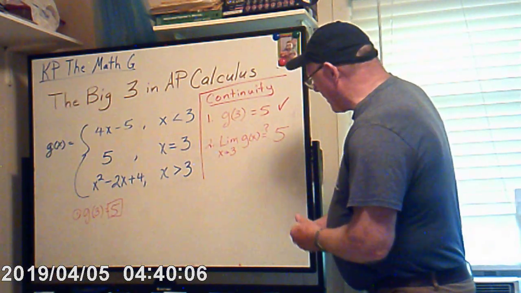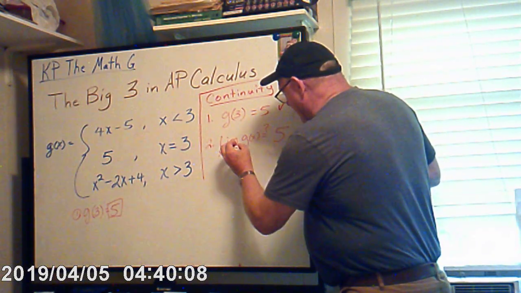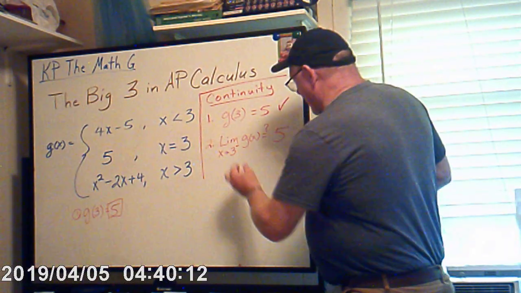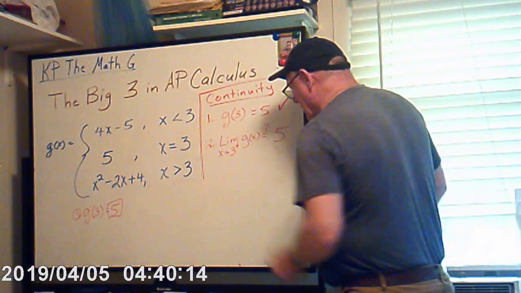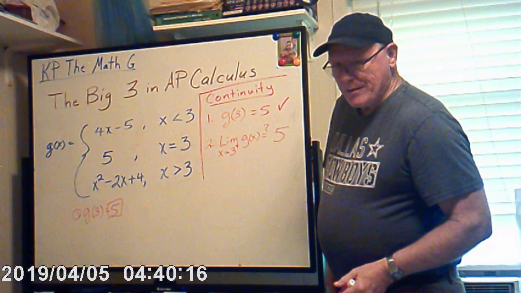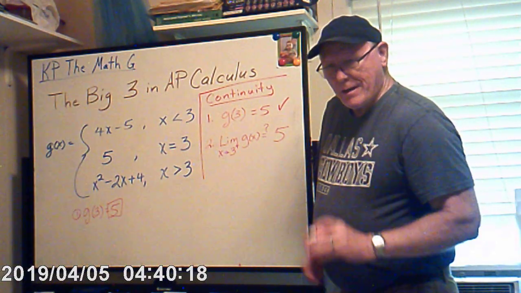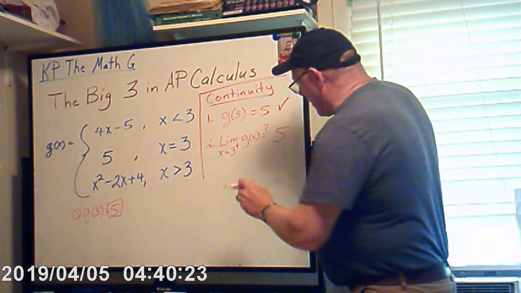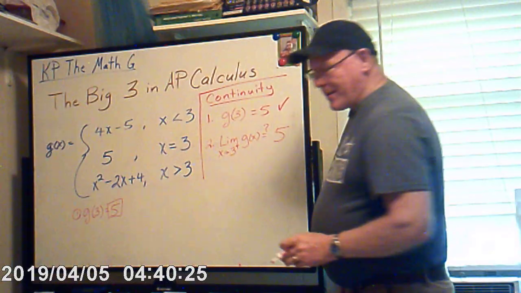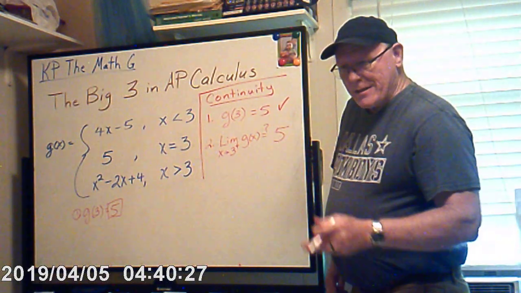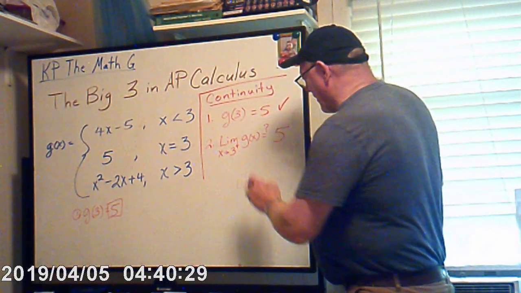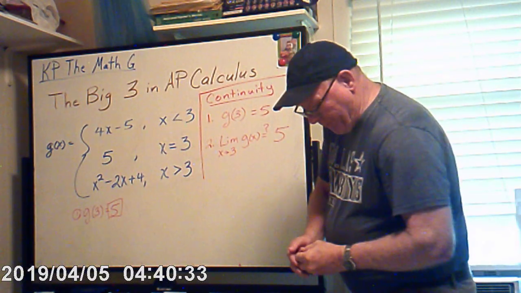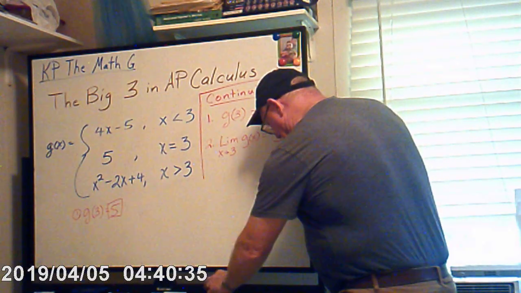Now we got to check the limit from the left. That's going to be the negative after the 3. And if we're checking the limit from the right, that's going to be a plus after the 3. Not negative, not positive. From the left is a minus sign after the 3. And from the right is a plus sign after the 3. What that means, ladies and gentlemen, is this.